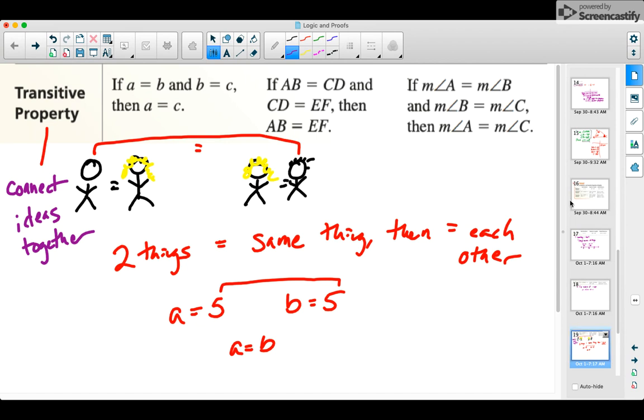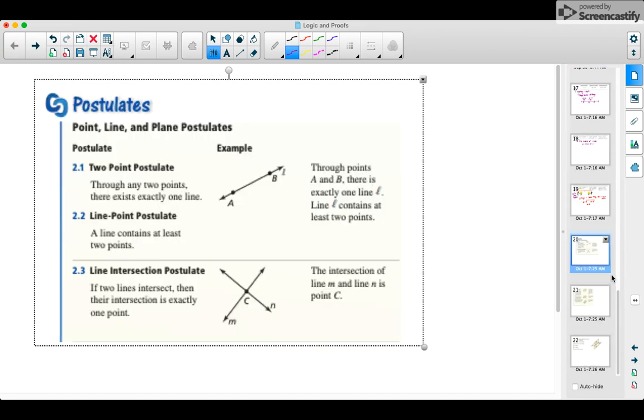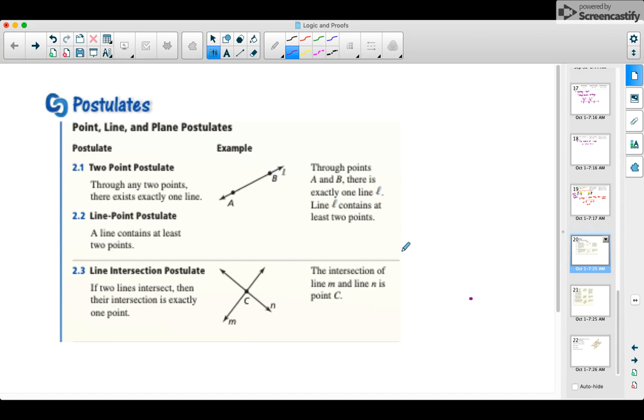So those are the 3 big properties that you're going to use quite a bit. No matter what type of proof we're dealing with, you'll probably use one of these, particularly that transitive property. For some reason, that one shows up a ton. But on your sheet, you have a whole bunch of different postulates. So postulates is just a name for a type of rule. So this just means a type of rule that we're talking about.